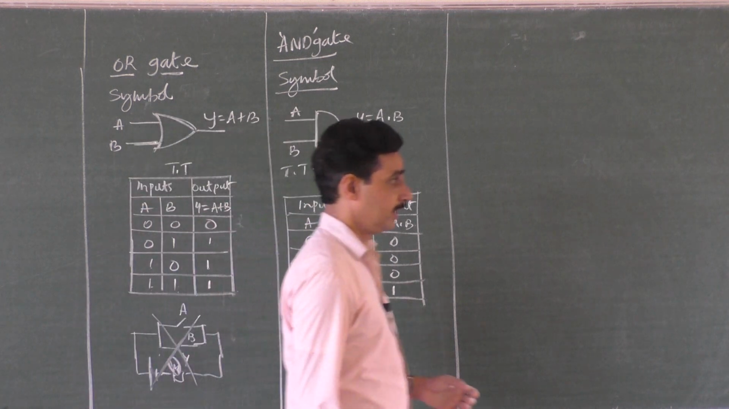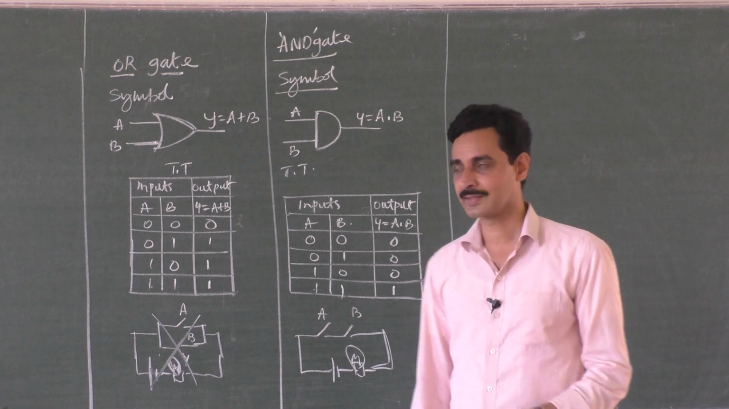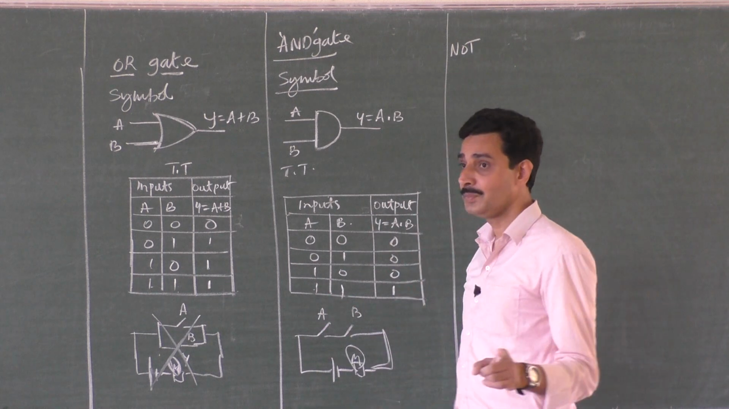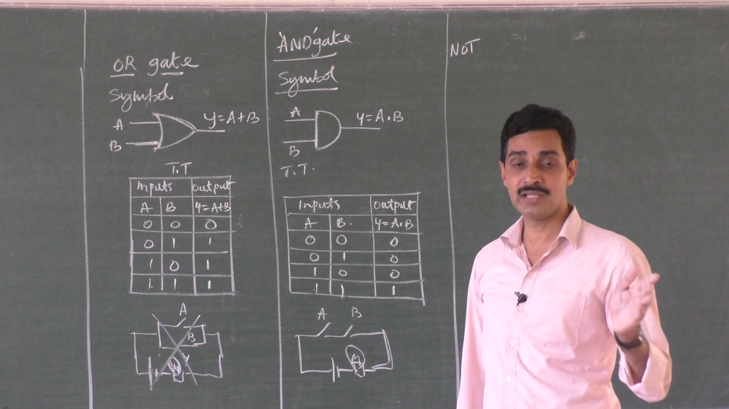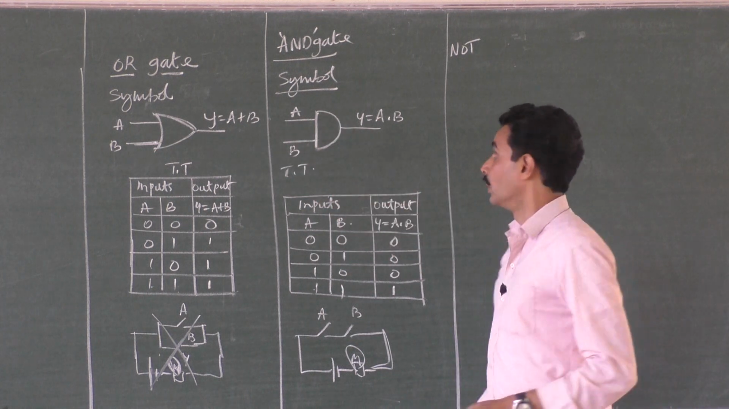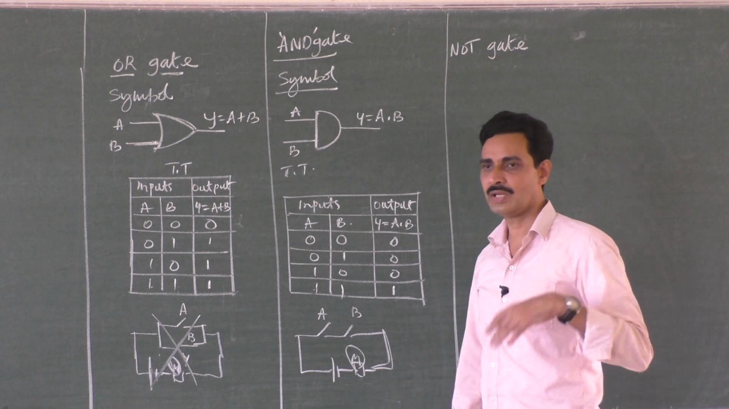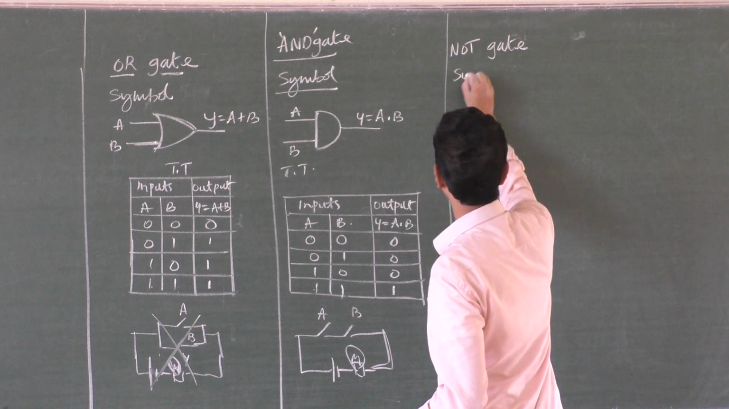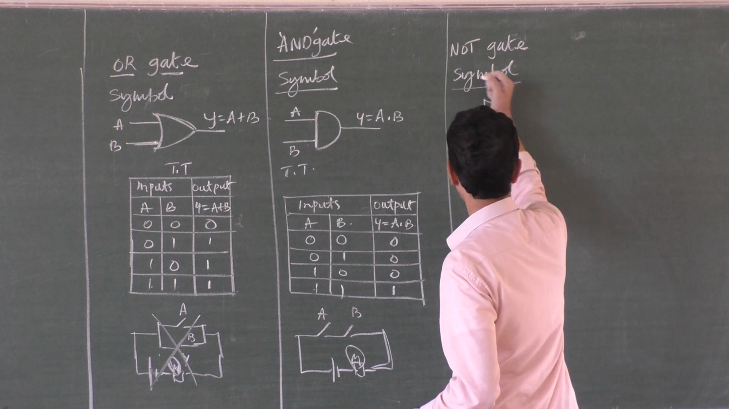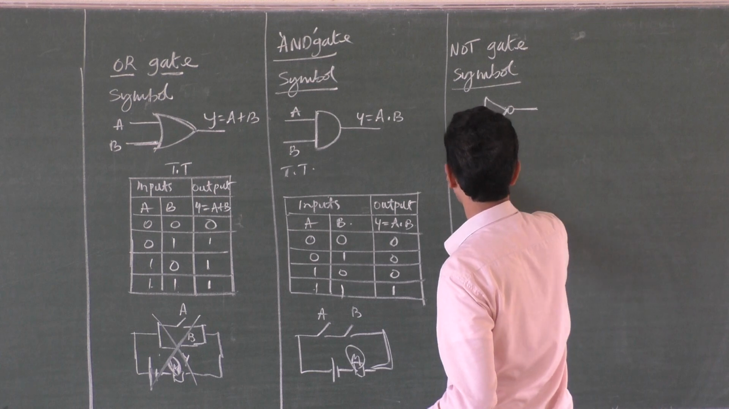What is NOT? NOT comes from the sentence: output is not the input. A NOT gate is a logic circuit which contains only one input and one output. That is the only gate which has one input and one output. For all the other gates, you will have two or more inputs and one output. Don't confuse the symbol with the diode. The symbol is like this, you don't have a line here. It's very similar to a diode, but you have a bubble here. This is the NOT gate.